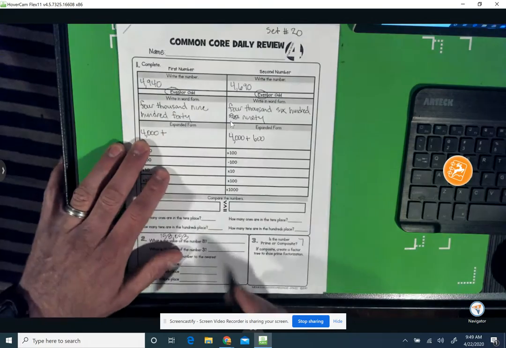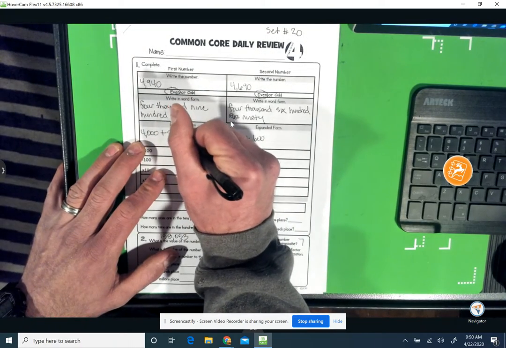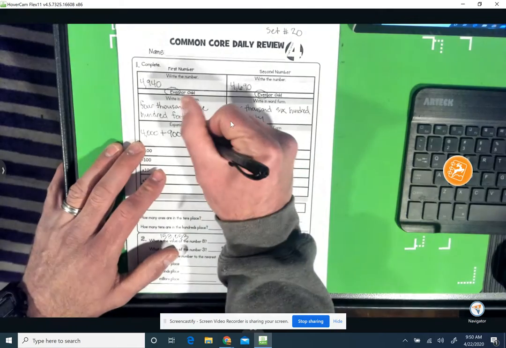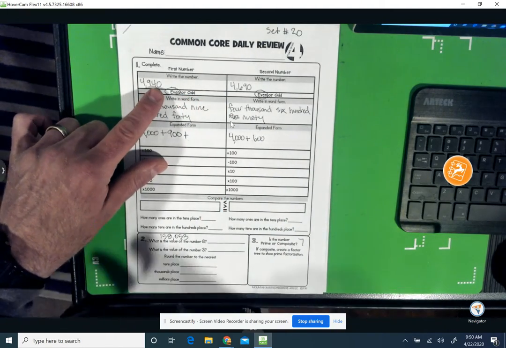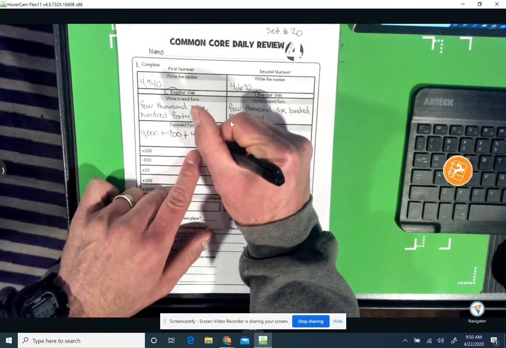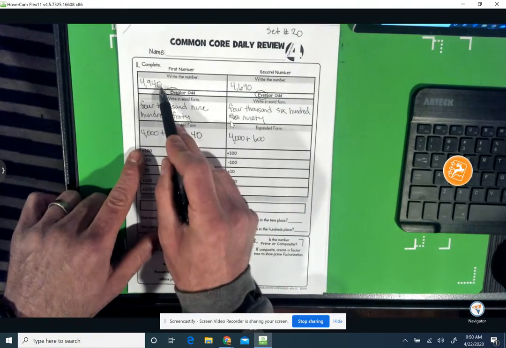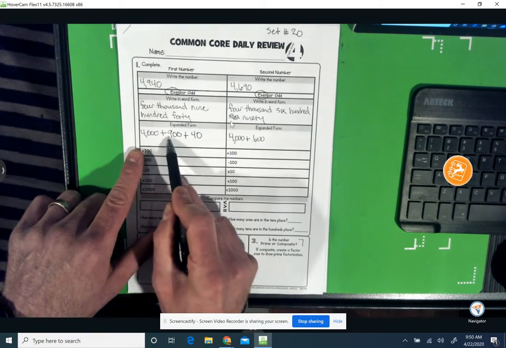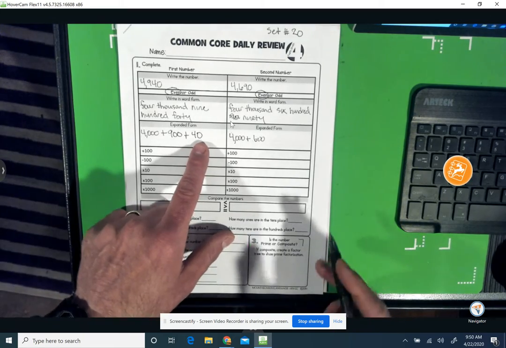The 4 is in the thousands, therefore it's worth 4,000. The 9's in the hundreds, therefore it's worth 900. The 4 in 940 is in the tens place. That makes the value of that 40, and then you have a 0. Whenever you have a 0 in a particular place value position, you do not need to include it in your written expanded form.